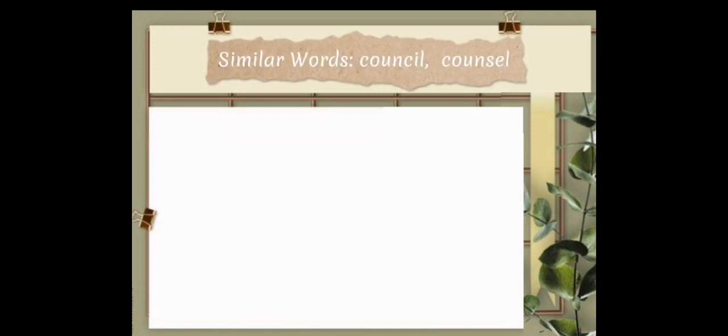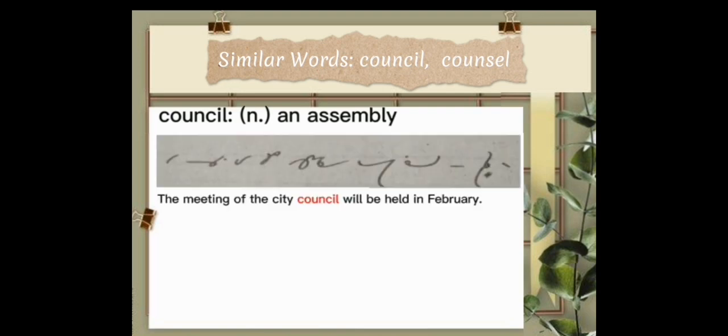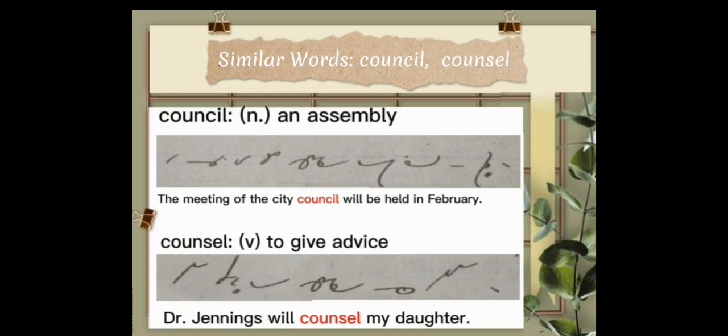Differentiating between council and counsel. The noun council means an assembly. For instance, the meeting of the city council will be held in February, while the verb counsel means to give advice. For example, Dr. Jennings will counsel my daughter.